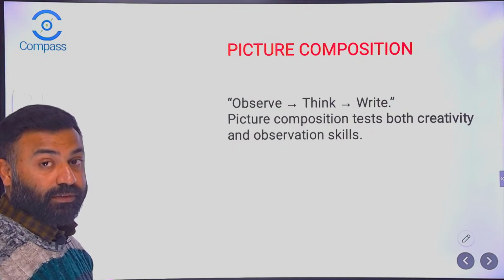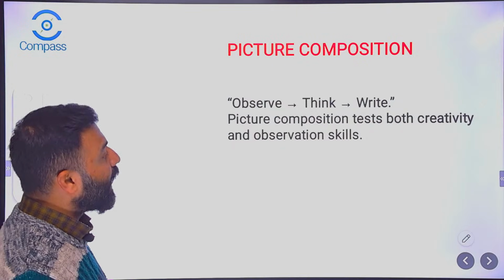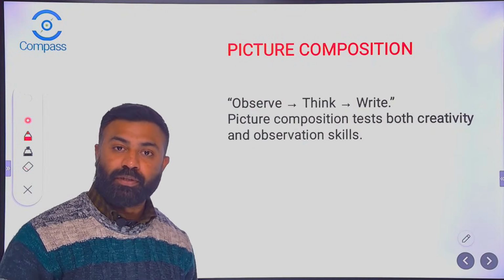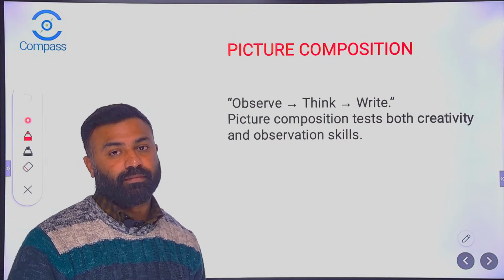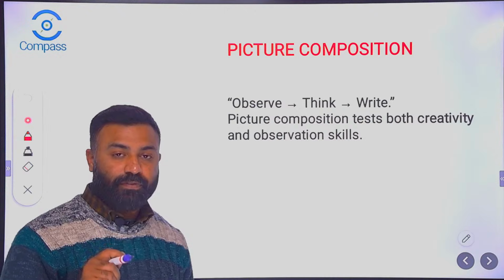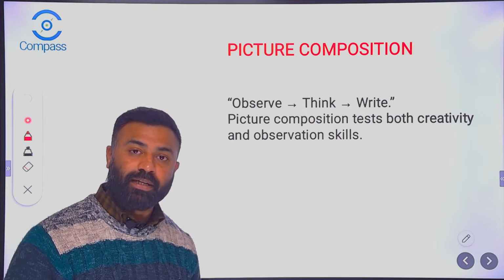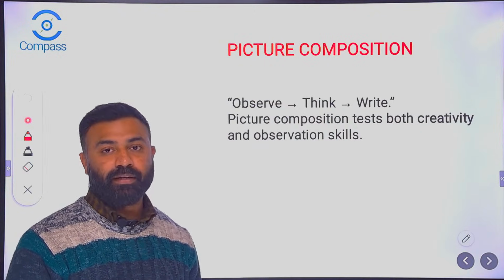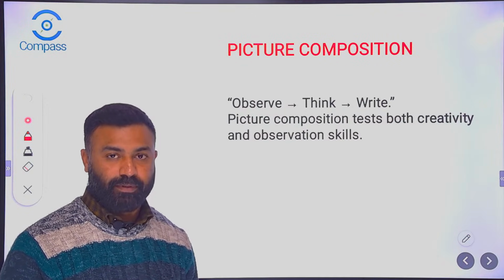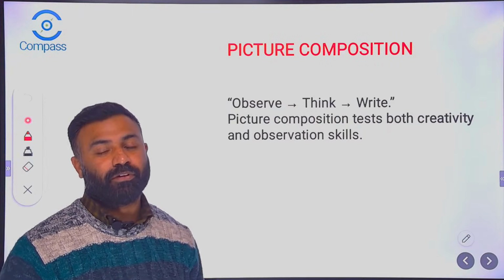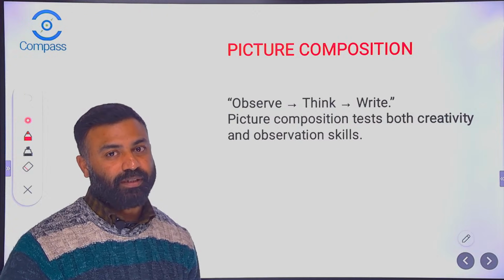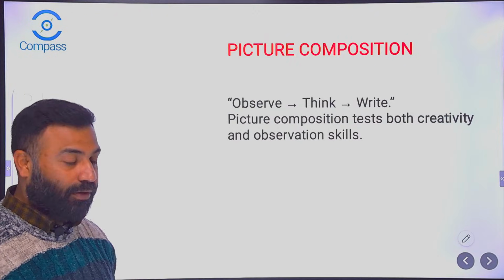Picture composition. Okay, observe, think and write. As I told you right in the beginning, you don't have to describe the picture. So if you get to see Indira Gandhi, don't start describing: I see a woman, she has draped herself in a sari and she has gray hair, she has an unsmiling face. No, don't describe. You need to talk about the contributions done by this woman in the country. So talk about the contributions and all.